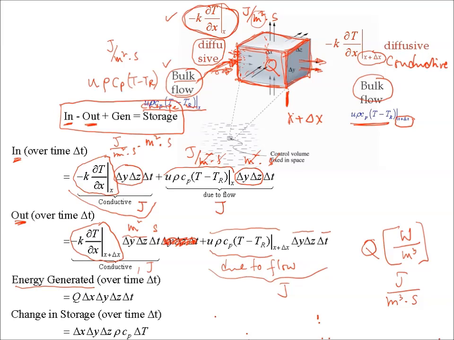Okay, so that is the rate at which energy is being generated. So if I ask the question, how much is generated over the entire volume over time delta t, then it will be q multiplied by the volume multiplied by the time. So this is the energy generated. That is this other term.